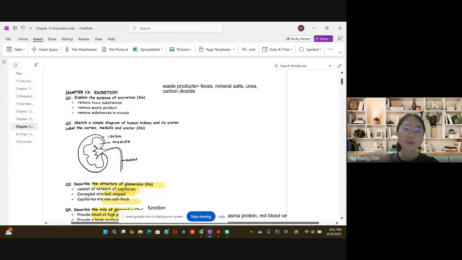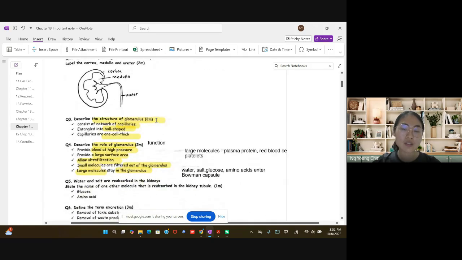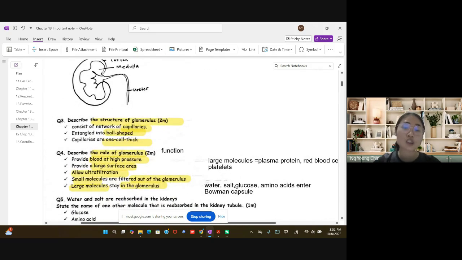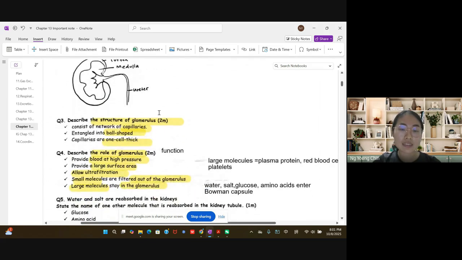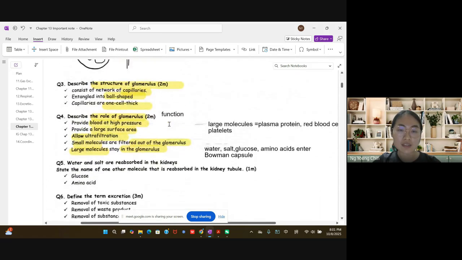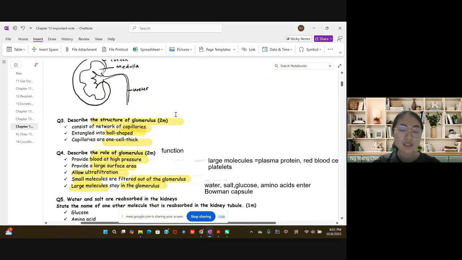And then for this chapter 13, the important point is you need to know how to describe excretion, and this requires the structure of the nephrons. You know the nephrons? Inside the nephron, they are comprised of the glomerulus, the proximal convoluted tubule, the distal convoluted tubule, and also the loop of Henle. So let's talk about the glomerulus first.